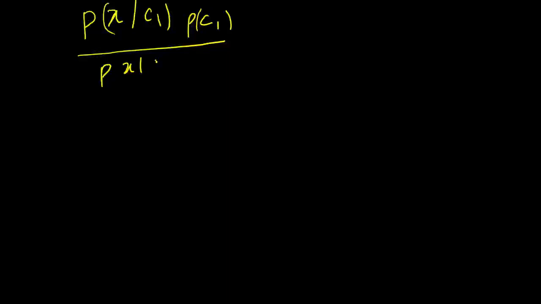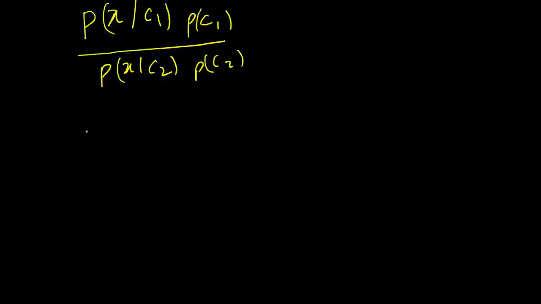So before we get there, let's look at this case a little more carefully. What we want to look at is p of x given c1, p of c1 divided by p of x given c2, p of c2, and we want to compare this with 1. Instead, we will take the log of this and compare it to 0, which is basically the same thing.